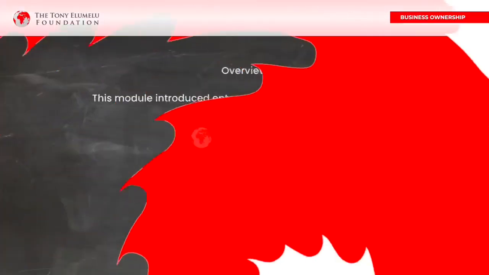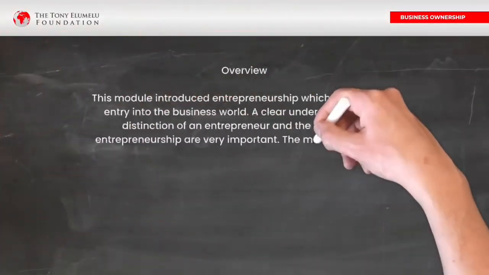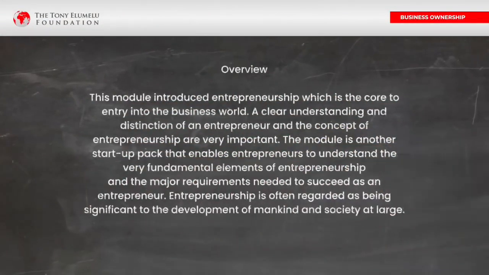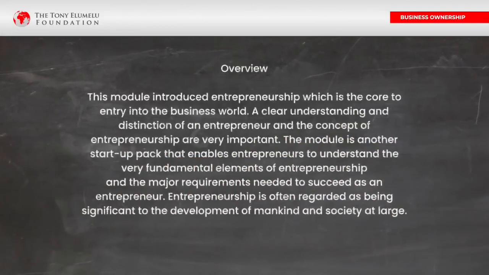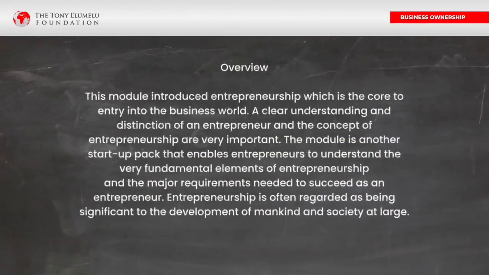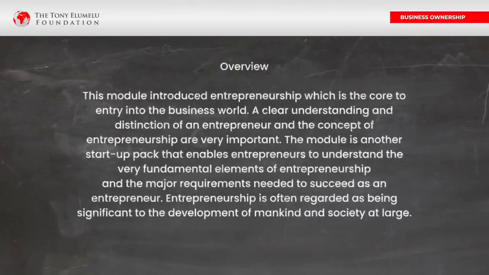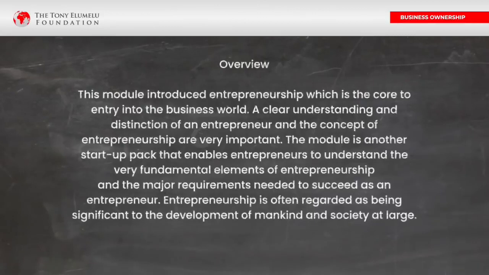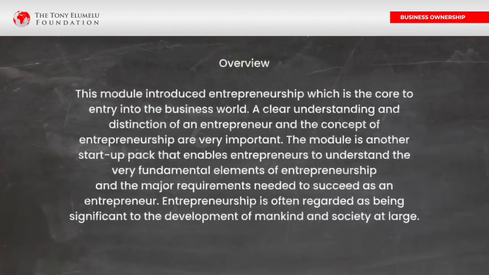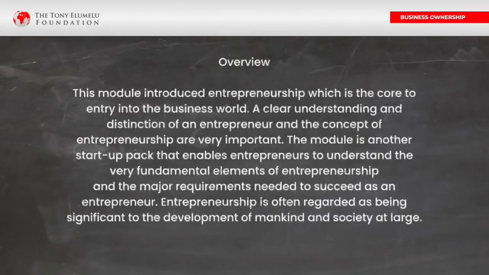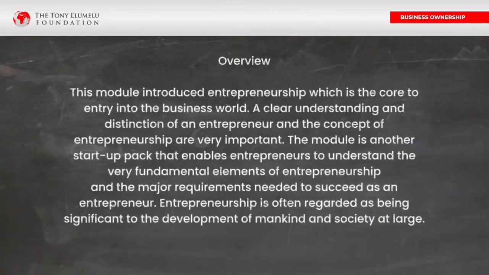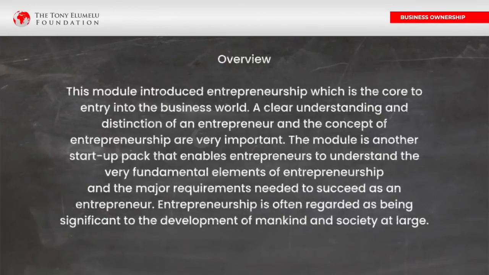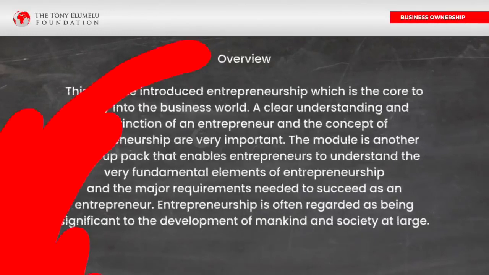This module introduces entrepreneurship, which is the core to entry into the business world. A clear understanding and distinction of an entrepreneur and the concept of entrepreneurship are very important. This module is another startup pack that enables entrepreneurs to understand the very fundamental elements of entrepreneurship and the major requirements needed to succeed as an entrepreneur. Entrepreneurship is often regarded as being significant to the development of mankind and the society at large.